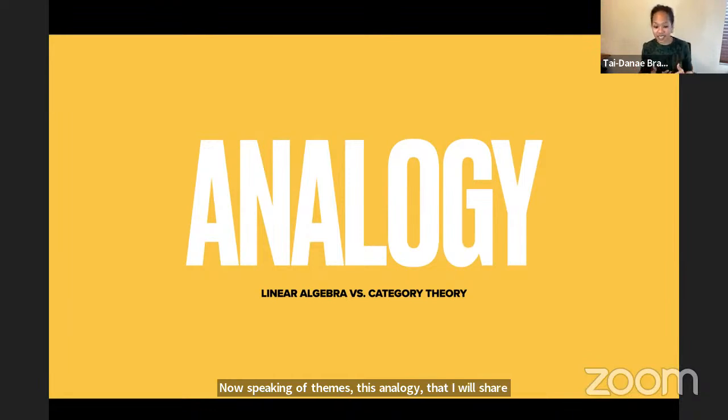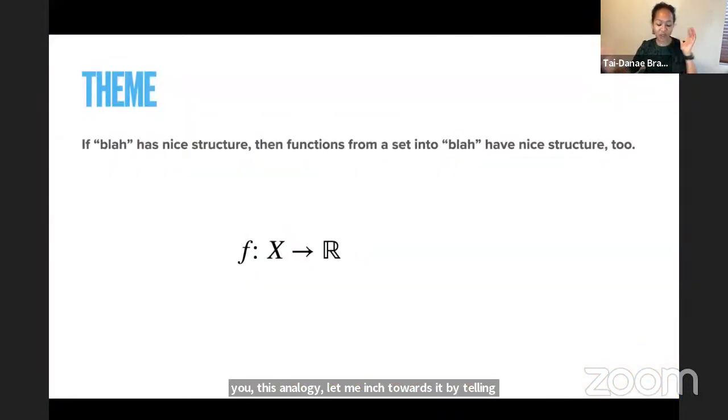Now, speaking of themes, this analogy centers around a very common theme in mathematics. And I have to credit John Turilla for really emphasizing this idea, because I think it illustrates in a crystal clear way the advantages of thinking from a category theoretical perspective. Okay, so before I share with you this analogy, let me inch towards it by telling you a common theme in mathematics. It's very well known in math that if something has nice structure, and I'll say what that means in a second, then functions from a fixed set into that thing have nice structure too.